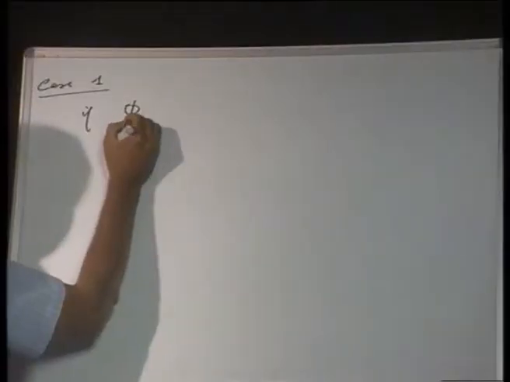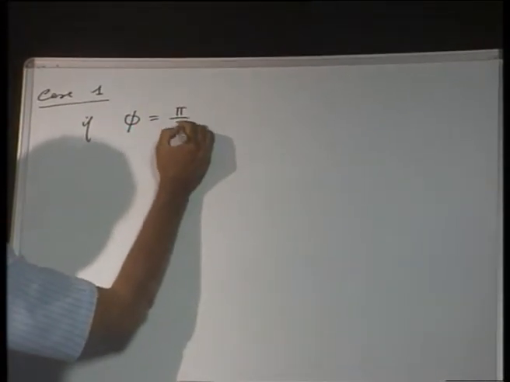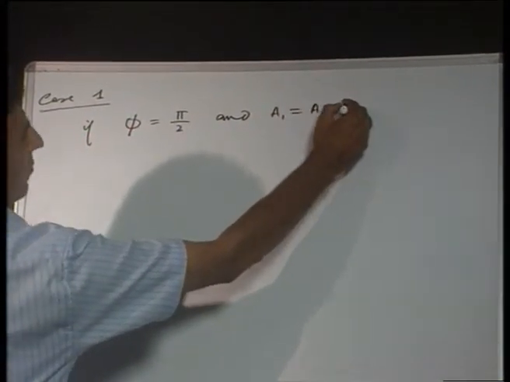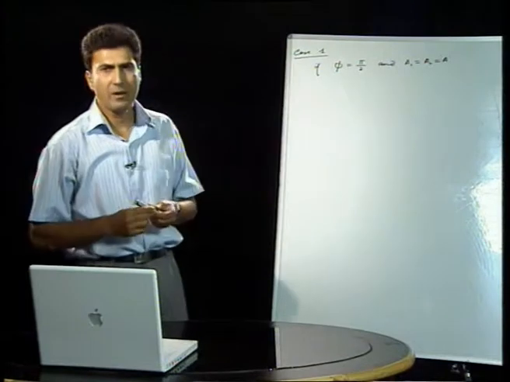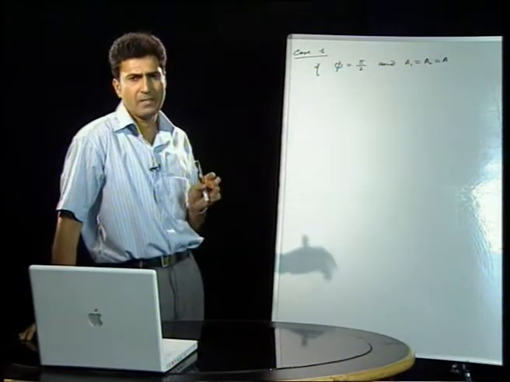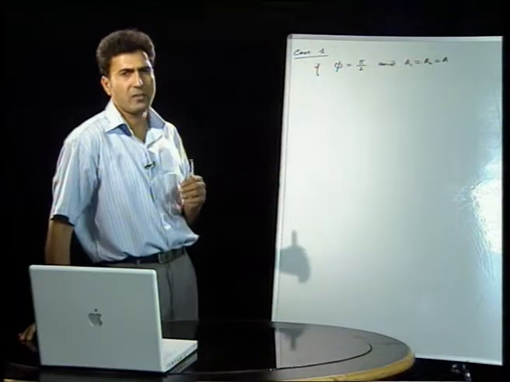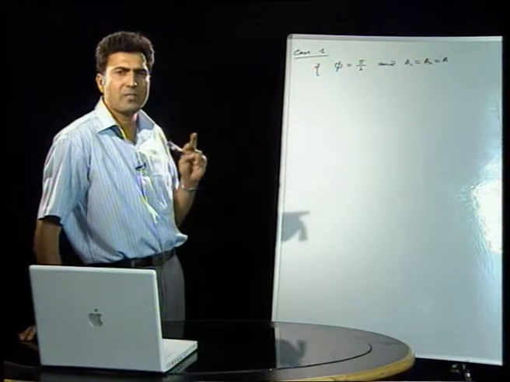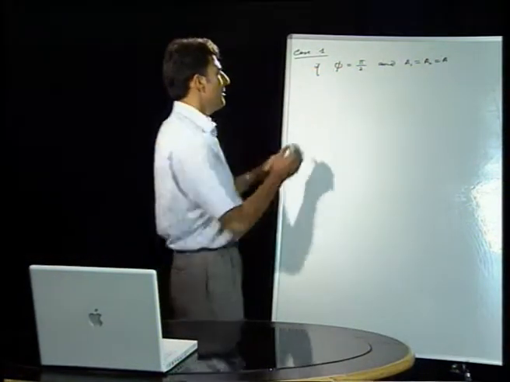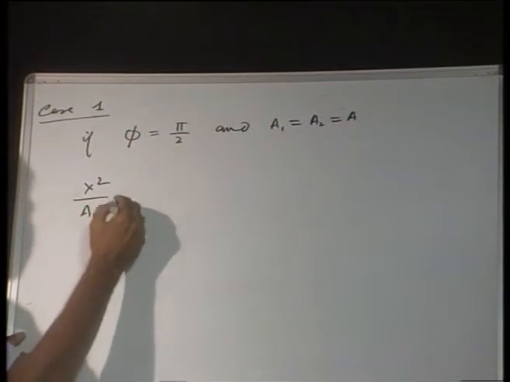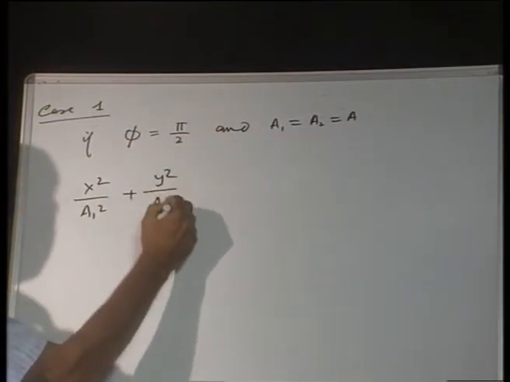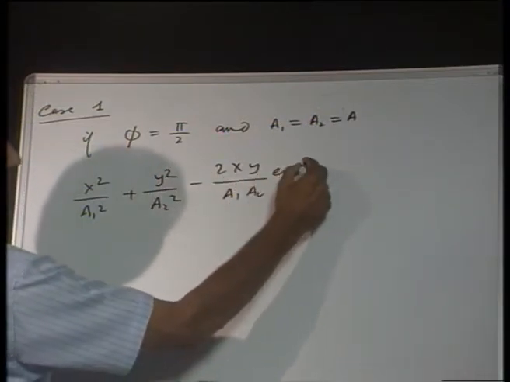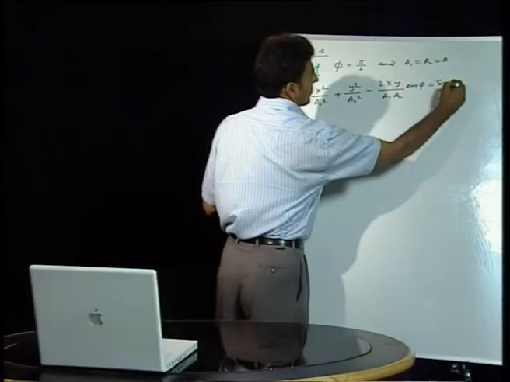If phi is equal to pi by 2 and a1 is equal to a2 is equal to a, let me suppose, I am giving a special value to the phase difference between the two oscillations which are at right angles to each other, and I have to see what's the shape of the figure in which the particle moves. You see, x square by a1 square plus y square by a2 square minus 2xy by a1 a2 cos phi is equal to sine square phi.